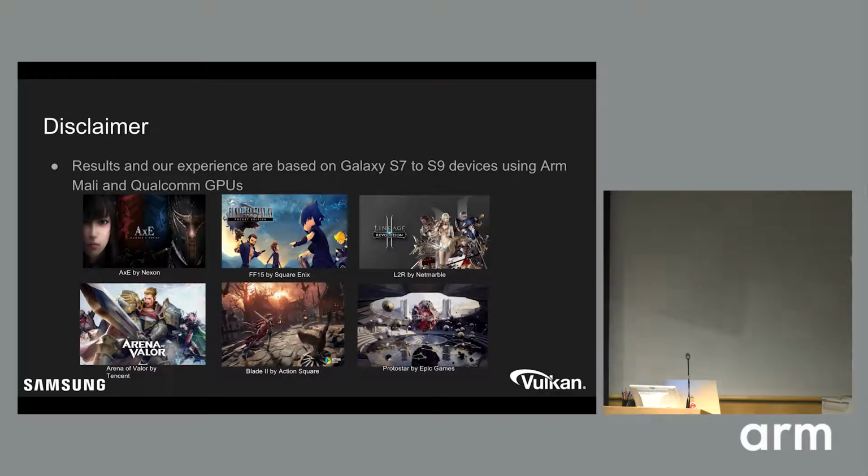So as a disclaimer, I want to say that our results and experiences are based on working with the following titles and a few more. Axe by Nexon, Final Fantasy 15 by Square Enix, Lineage 2 Revolution by Netmarble, Honor of King, also known as Arena of Valor by Tencent, Blade 2 by Action Square, and Protostar by Epic Games. So that's based on us and the game developers working with the Galaxy S7, S9 devices using the ARM Mali and Qualcomm GPUs.